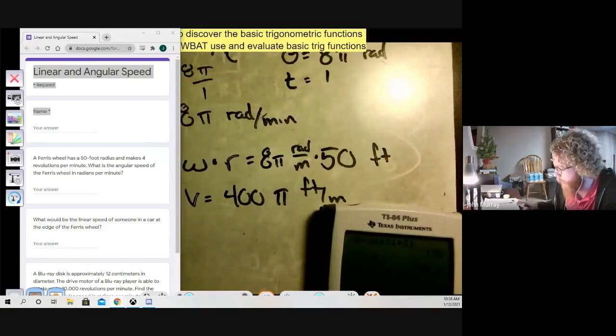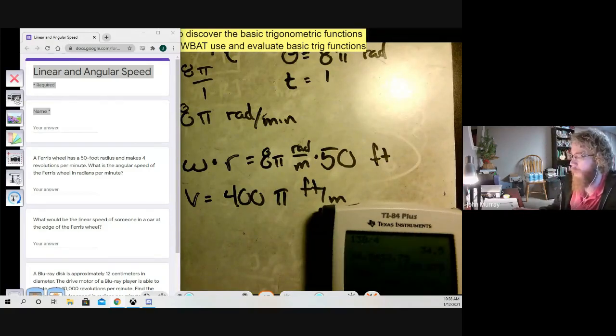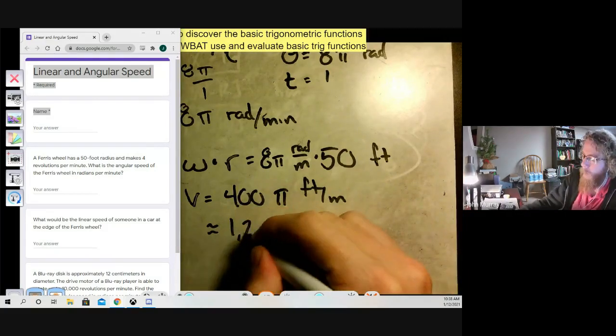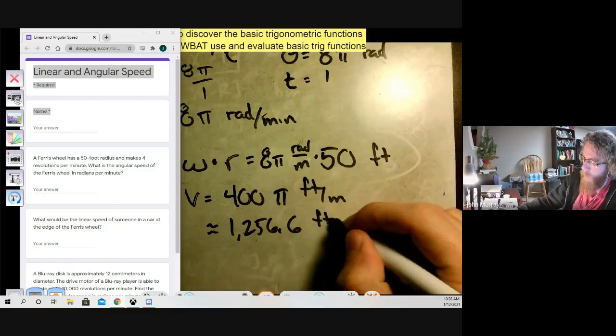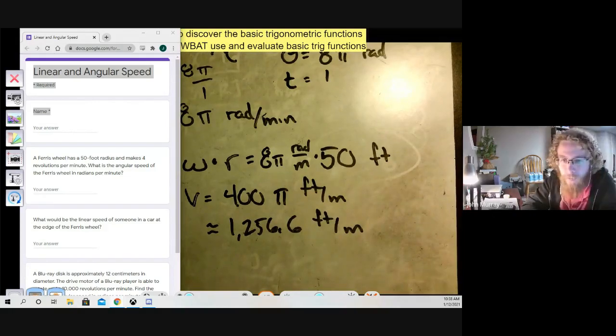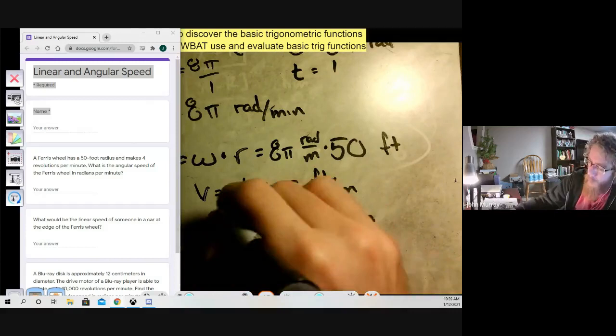But if you calculated that, that would be about 1,256.6 feet per minute. All right, so you're moving pretty fast. But again, it's not in miles per hour, right? Obviously, it's feet per minute. So you may be asked to convert, and actually we're going to do that for the extra credit for the last one. All right, but there's your answer for part 2.